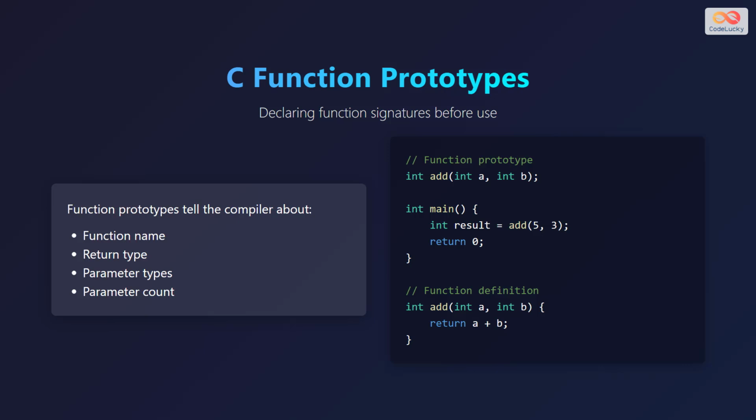Then we have int add(int a, int b); Here int is the return type, add is the function name, and inside the parenthesis, we have the parameters as int a and int b. So the add function takes two integer parameters. Then there is the main function where the result is calculated by calling the add function and passing values 5 and 3 as arguments. After that, there is the function definition which actually implements the function add, which returns the sum of the two input parameters, a and b.